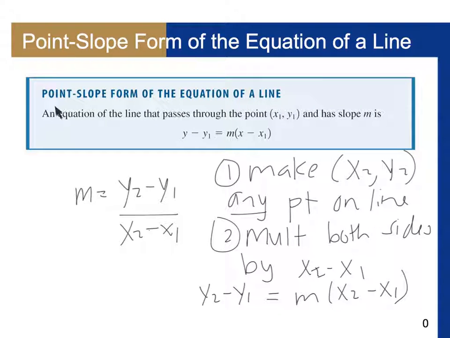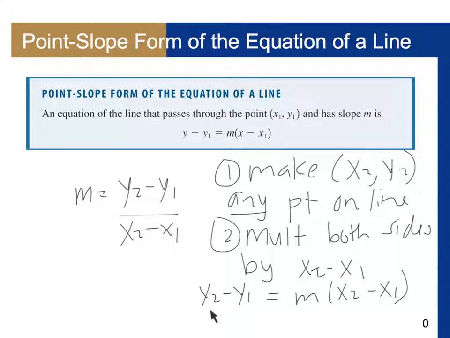Okay, the next thing we'll talk about is point-slope form of the equation of the line, which looks like this. But let's talk about where that comes from. We start with our formula for slope, okay? And then what we can do is simplify, get rid of our denominator. So I'm going to actually do step 2 first. Multiply both sides by x2 minus x1, okay?